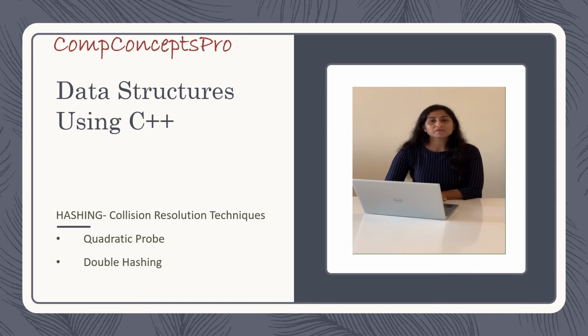In some of my last videos, we have already discussed the concept of hashing in data structures and some of the conflict resolution techniques which are required to resolve the collisions which arise in hashing. And today we are going to discuss two more conflict resolution methods, which are quadratic probe and double hashing.